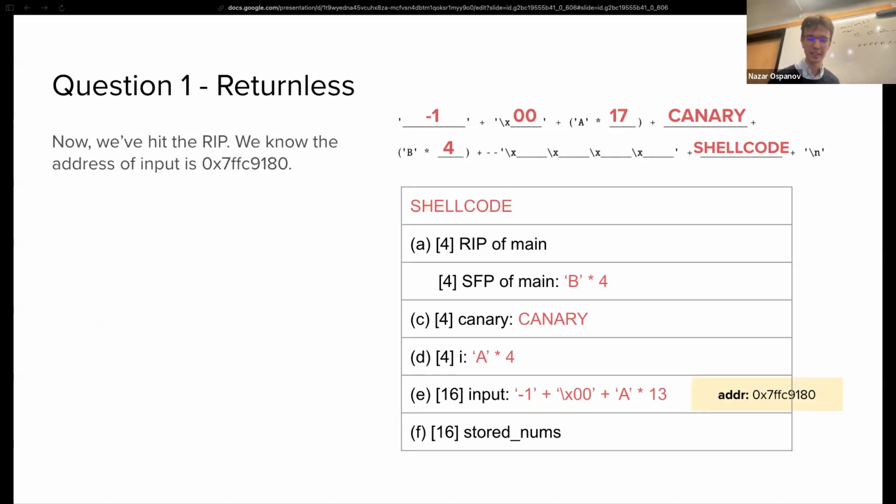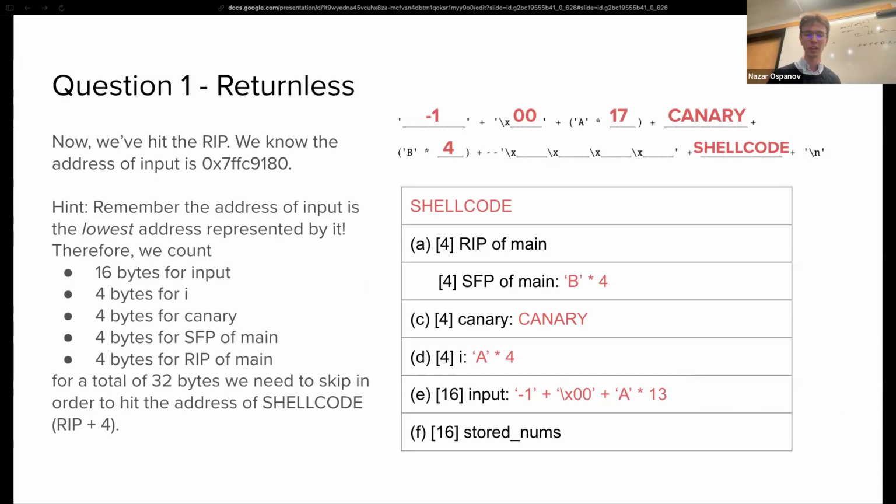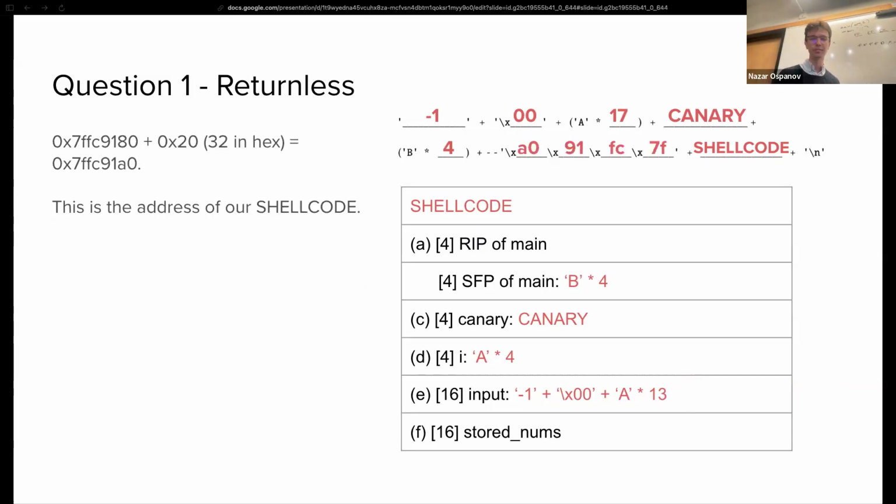So if the address is 0x7ffc9180, plus 32, and 32 is 20 in hex, so it's going to be 9180 plus 20. Yep, and this is the whole exploit. I know this is a little bit confusing, but does anybody have any questions? Yes.